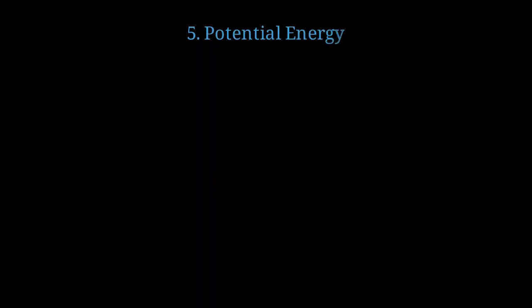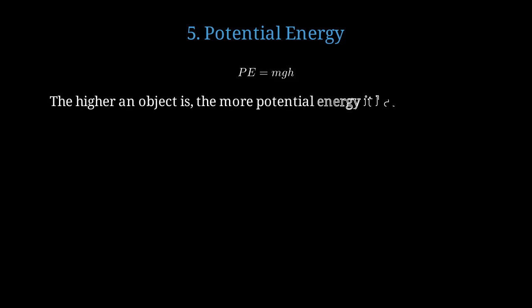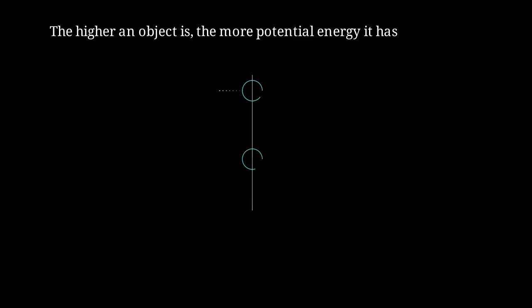Potential energy is stored energy due to position. Gravitational potential energy equals mgh, where m is mass, g is gravity, and h is height. The higher an object is positioned above the ground, the more gravitational potential energy it possesses. An object at greater height has more potential energy than the same object at a lower height.